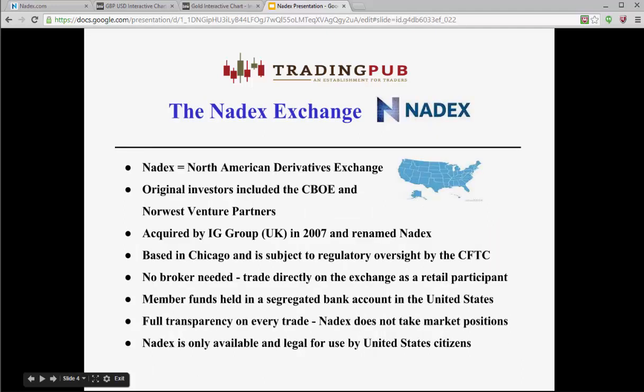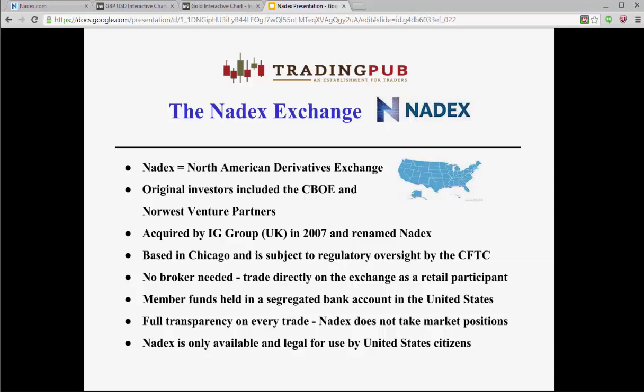So a little bit about Nadex. It's a North American derivatives exchange. They are headquartered in Chicago. They're subject to regulatory oversight by the CFTC. And that's important because there are a lot of binary options outfits overseas, most of them headquartered in places like Cyprus, and they're not regulated.